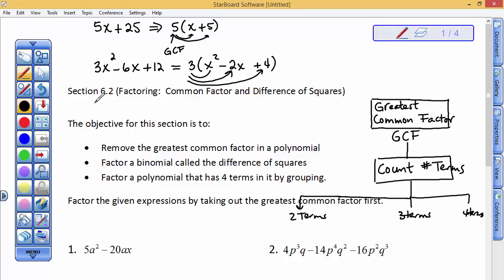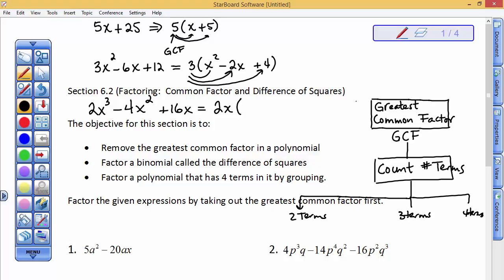What if there are letters and numbers? What if I have 2x cubed minus 4x squared plus 16x? What number goes into 2, 4, and 16? You want the greatest number, but 2 is a prime number, and that's the most that you can get out. If there is a letter common to every one of these, in this case x to the first, x to the second, x to the third, you will factor out the letter to the smallest power. The most you can get out of this one is this x. You can't get an x squared out of this one.